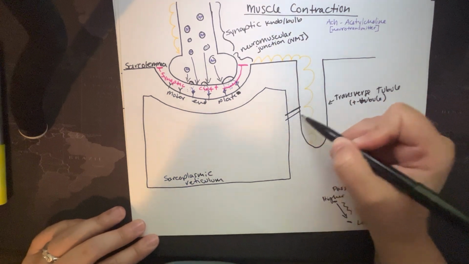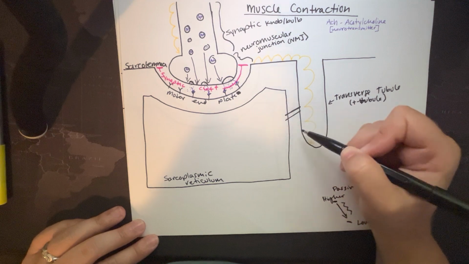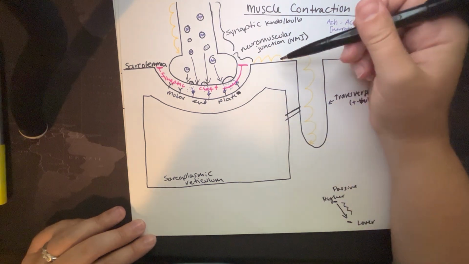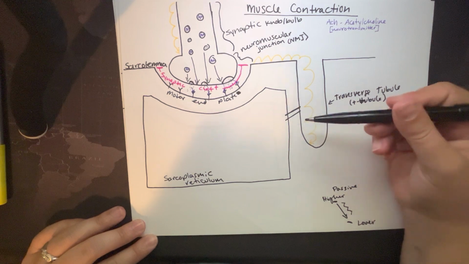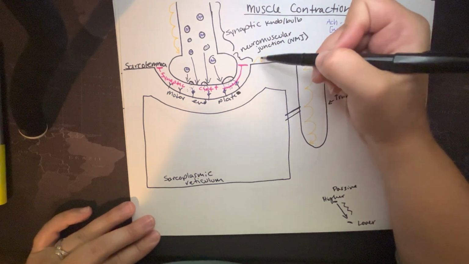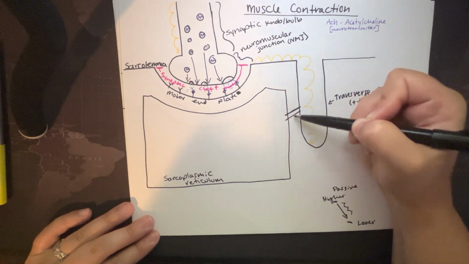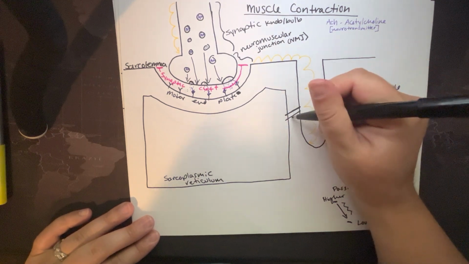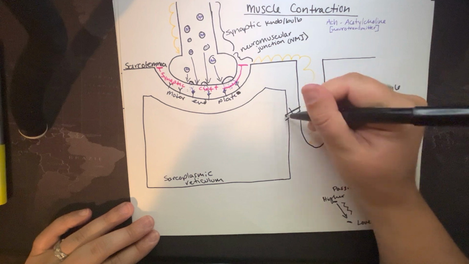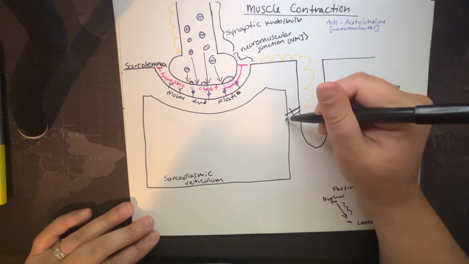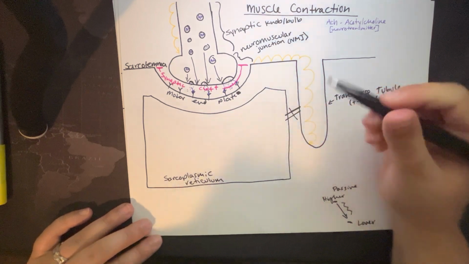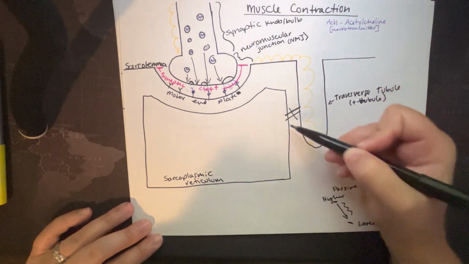However, it looks like this channel is closed. So how's it going to change? We know that a change of shape changes the function. So once we send a signal down the T-tubule, that will change the shape of this channel and open it in order to allow whatever is in the sarcoplasmic reticulum to be released. So that's where we are at this point.